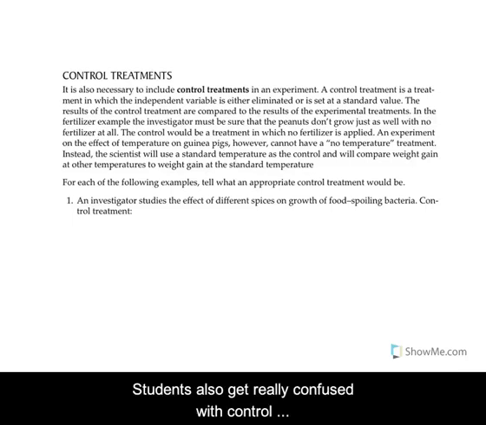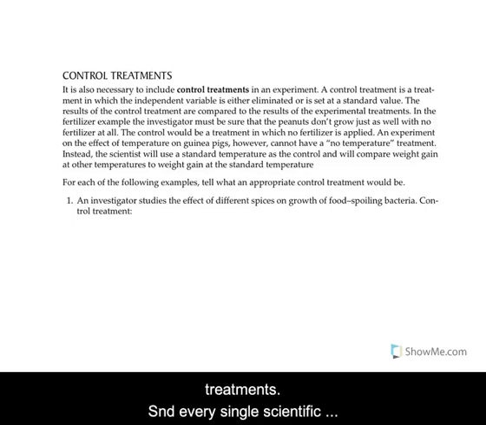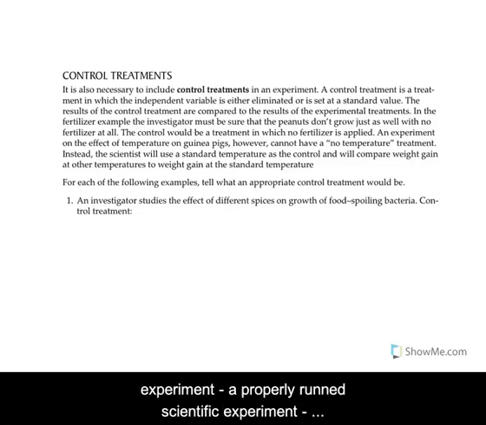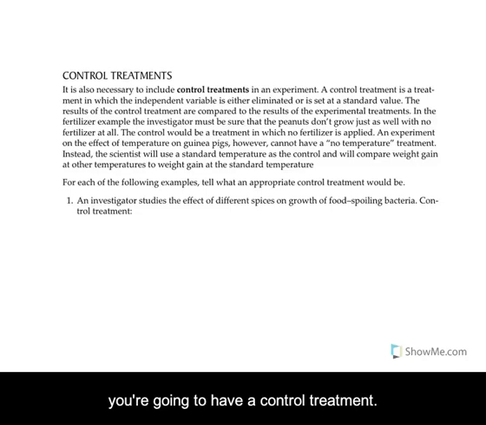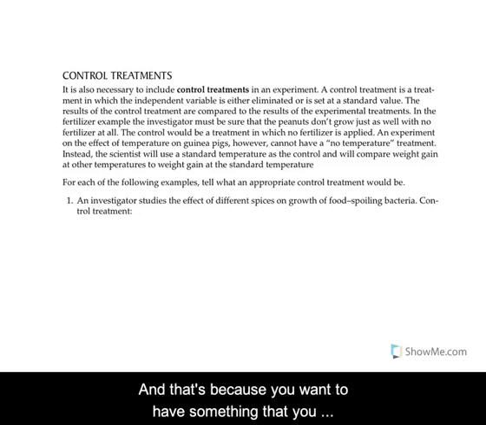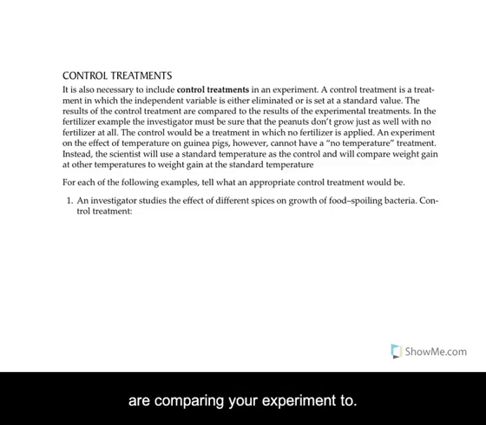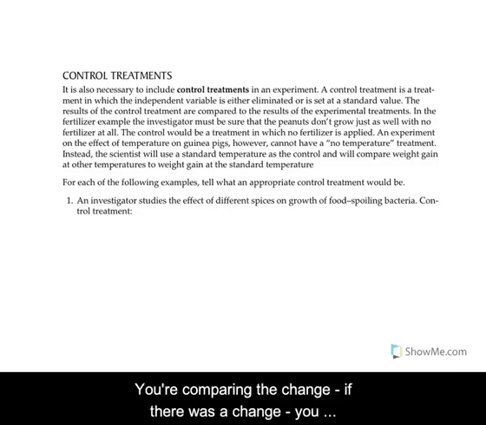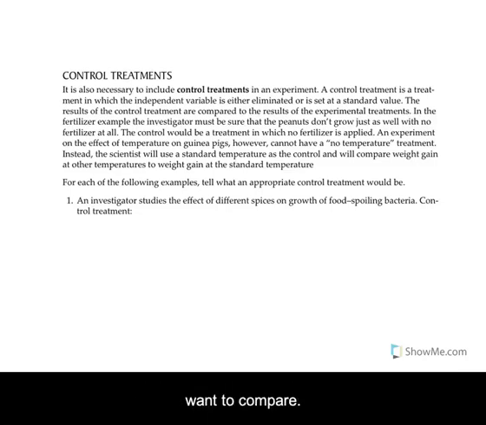Students also get really confused with control treatments. Every single properly run scientific experiment is going to have a control treatment, and that's because you want to have something that you are comparing your experiment to. You're comparing the change. If there was a change, you want to take that into consideration. So how do you describe a control treatment then?